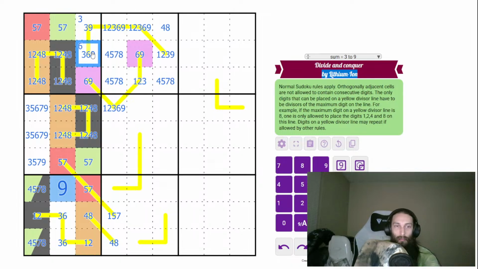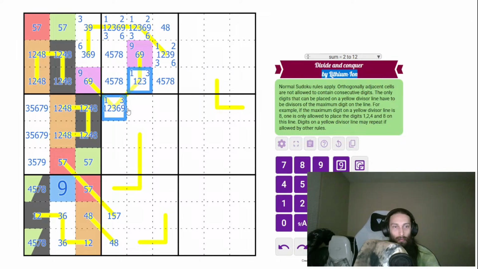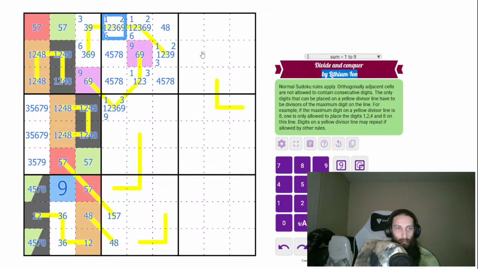Because if I go 3 and 6, then I have 1, 2, 3, and 6 as options. And then these would be a pair of 9s. You'd have 1, 3, and 9. Now, this one couldn't be a 6. No, if 3 is at the top, you can't put 3 on the top there. Yeah, one of them has to be 6.